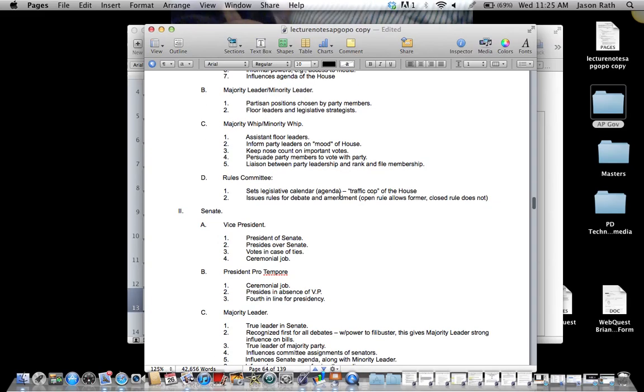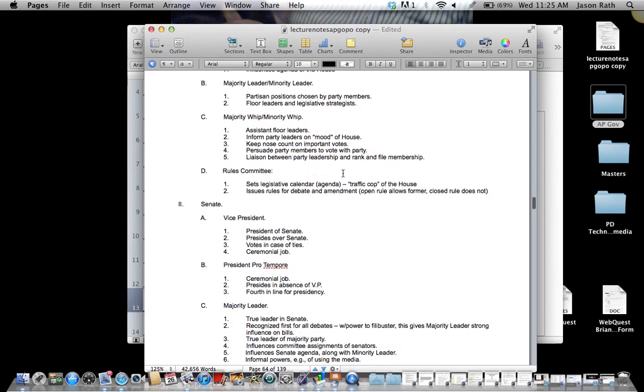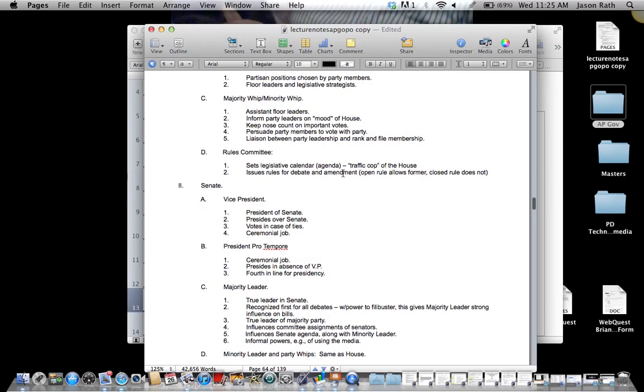But the assistant floor leaders inform party leaders of the mood of the House in regards to if we're going to vote on something. They keep a nose count on important votes, persuade party members to vote with the party, and act as a liaison between party leadership and rank and file membership.